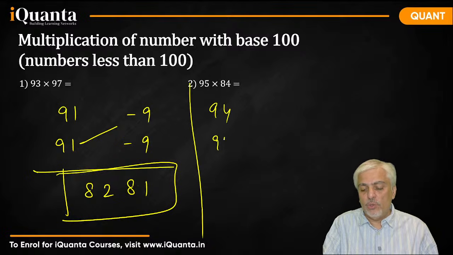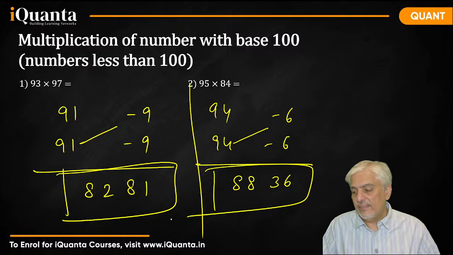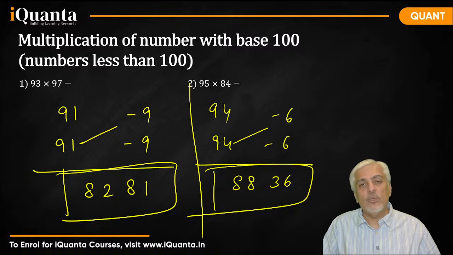94 into 94. Minus 6, minus 6. 36. 94 minus 6, 88. 8836. Can you see the speed at which you can do it once you are used to it?